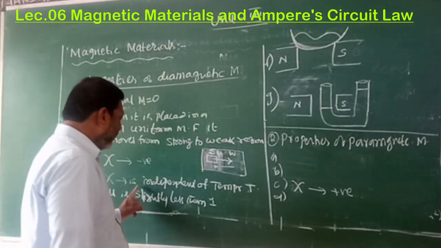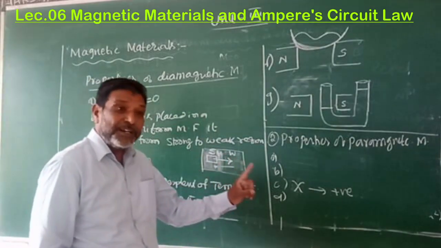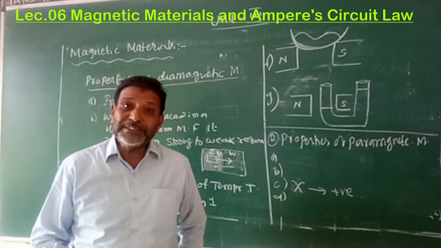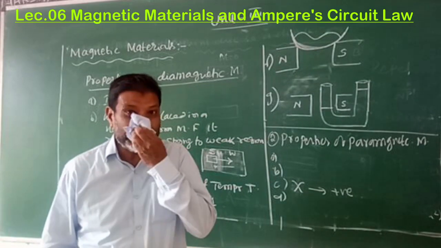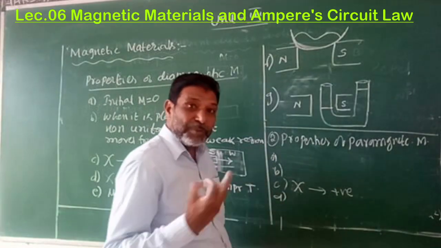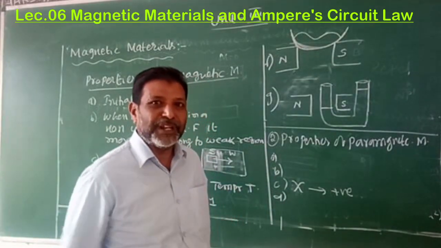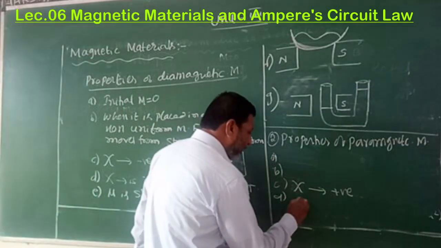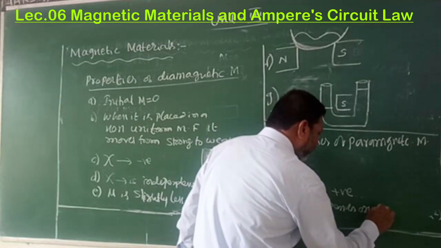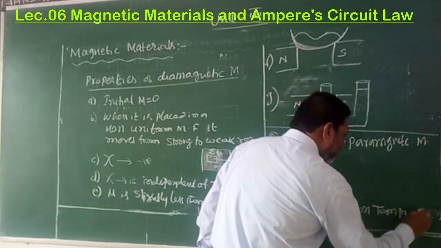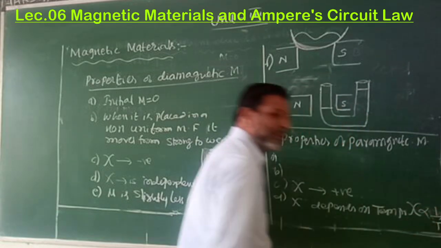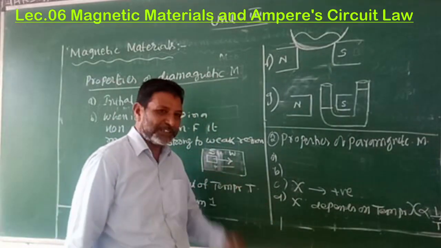Here, the susceptibility of diamagnetic material is independent of temperature, but here it depends upon the temperature. Whenever we say that it depends upon the temperature, we must mention how it is depending, whether it is directly proportional or inversely proportional. In this case, chi depends on temperature, and it is inversely proportional to the temperature. Isn't it? The chi is inversely proportional to the temperature.